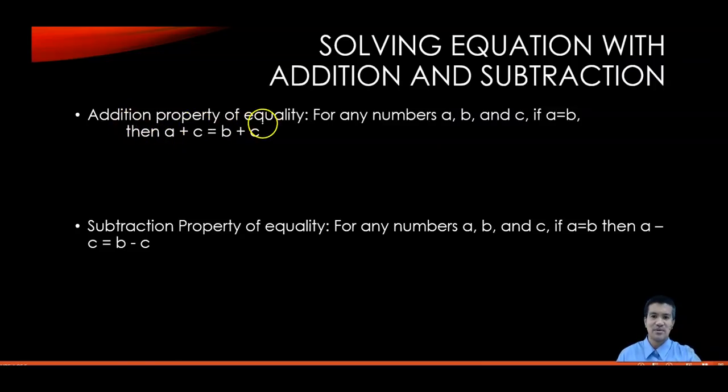The addition property of equality says that for any numbers a, b, and c, if a and b are equal, then a plus c is equal to b plus c. And also for subtraction, the subtraction property of equality is the same as in addition. For any numbers a, b, and c, if a is equal to b, then a minus c is equal to b minus c. Okay, so let's check some more examples.